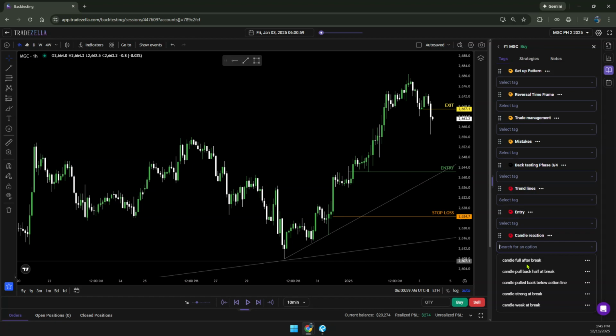If I have a strong candle at break, and I define a strong candle as a solid candle that's bigger than the rest, and it broke through that line with at least more than a quarter of the candle above that line. So these two items ended up carrying over, and these are the things I would track on the candle reaction.